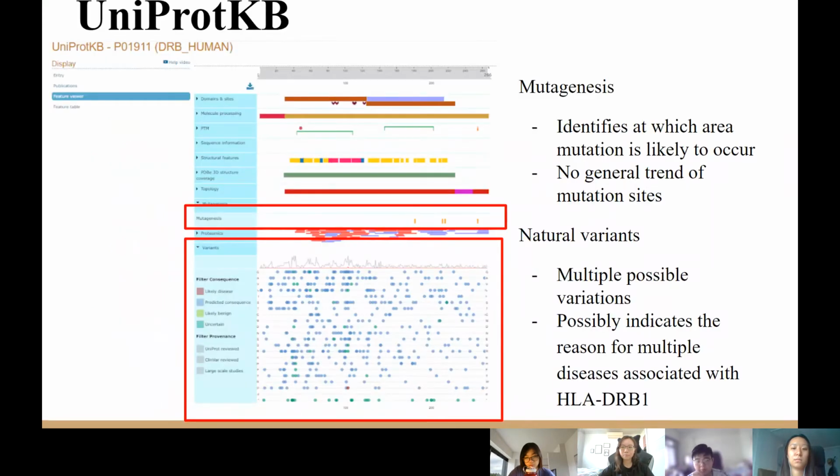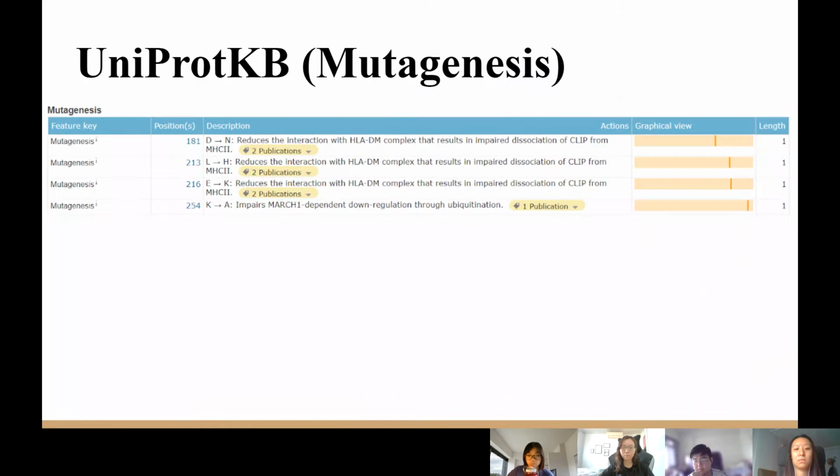Okay, using UniProt, we are able to identify mutagenesis and the different variants of this gene. As you can see from the diagram, the gene undergoes some mutation, but there isn't a trend in the mutation sites. The gene also has many different natural variants, which may possibly be the reason for multiple diseases associated with the HLA-DRB1 gene.